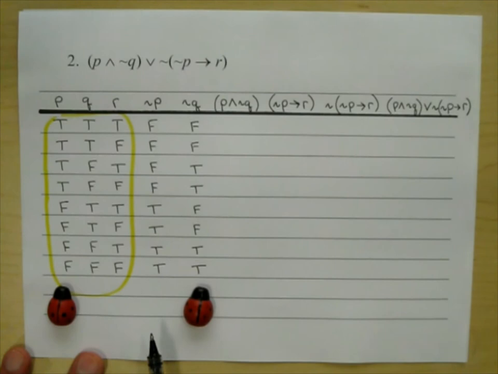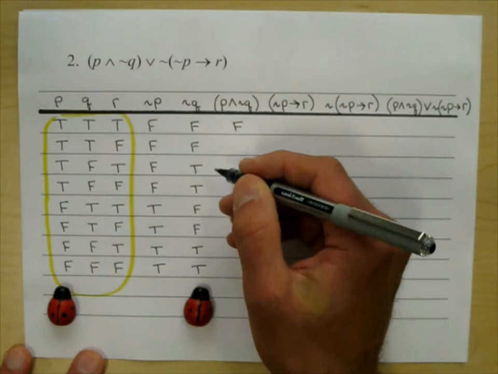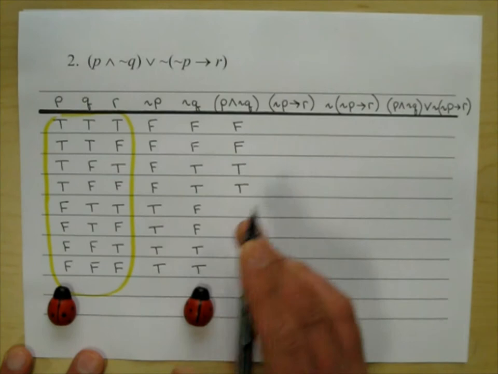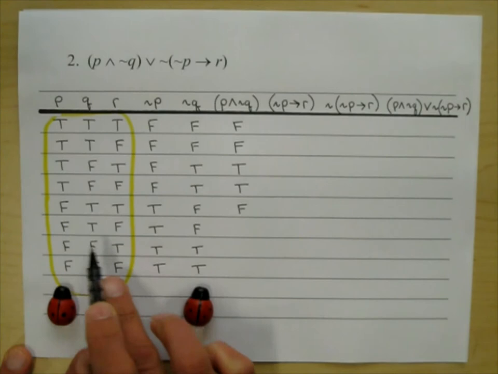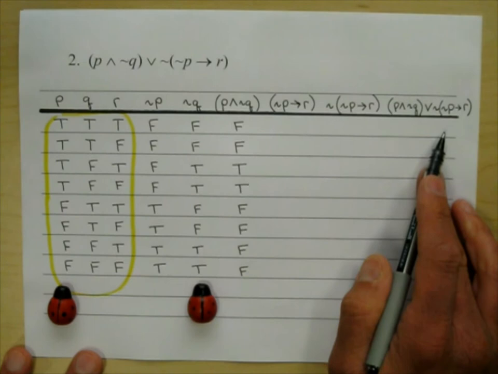True and false is false. Remember, AND is strict. True and false is false. And we have true and true, true and true, false and false, false and false, false and true, so the rest are falses. And so that completes that column. We only have three more columns to go, so let's do the next one.